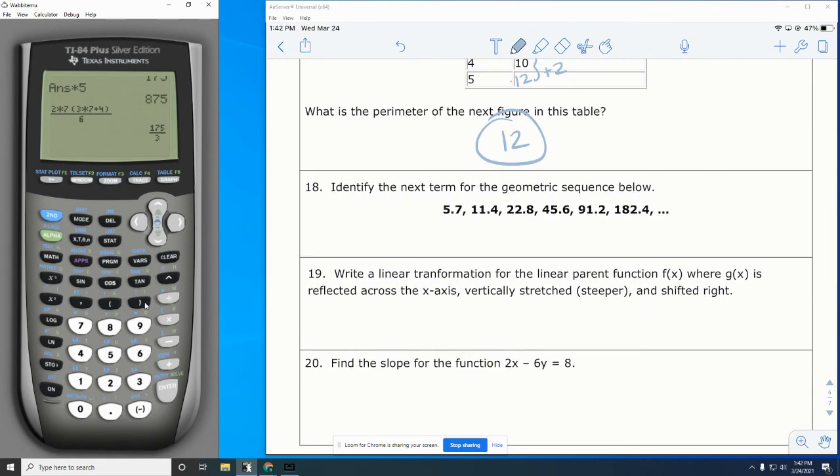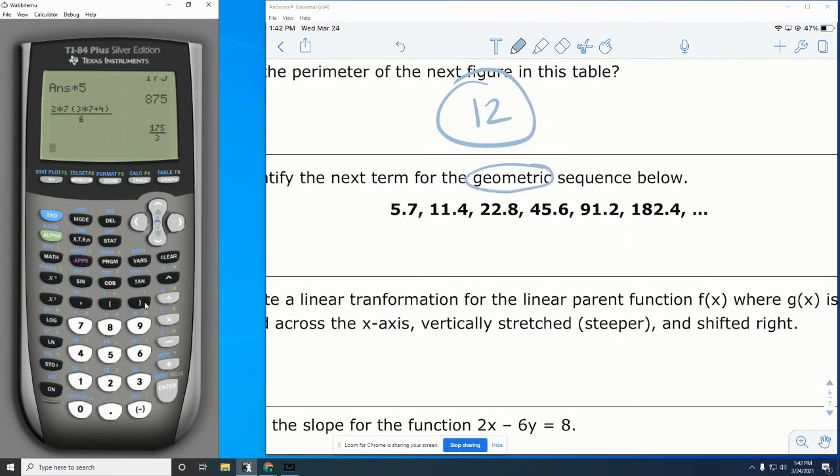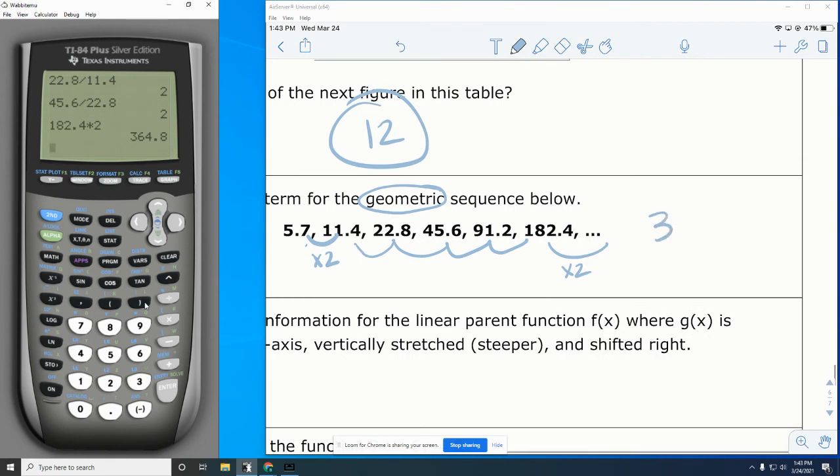Number 18, identify the next term for the geometric sequence below. Geometric means that it's going to be exponential, so I'm looking for something to be multiplied. So if I take the second number and divide it by the first, I get a value of 2. So that means they did this times 2. If I take the third and divide it by the one in front of it, I get 2. And I can keep checking these. All of these have a value of 2. So that means all the way down, they're multiplying by 2. So the next term is going to be 182.4 times 2, which would get me to 364.8.